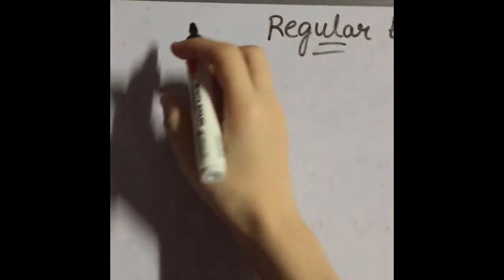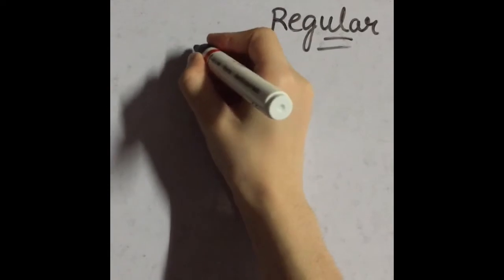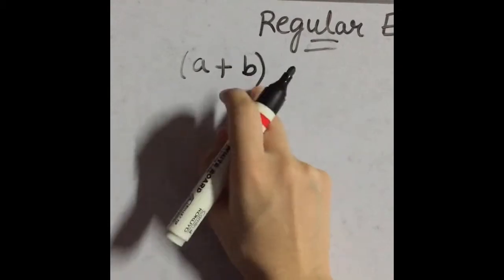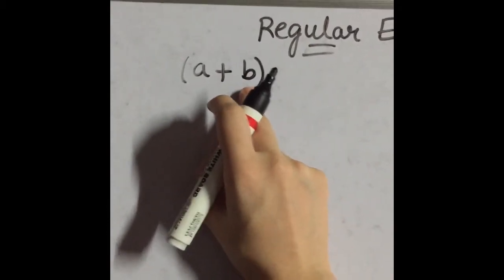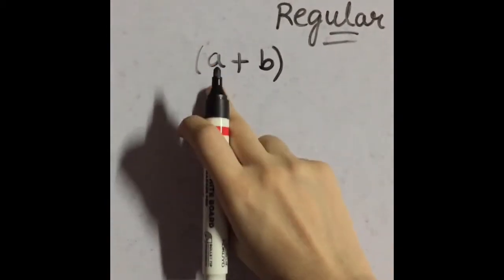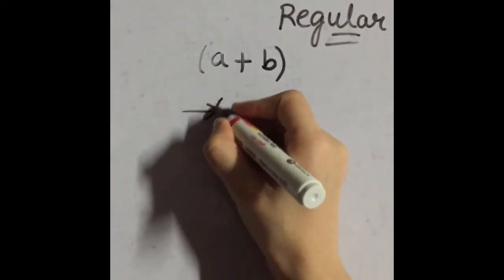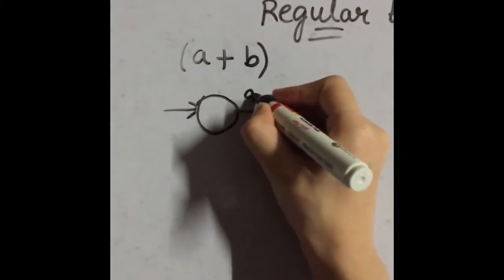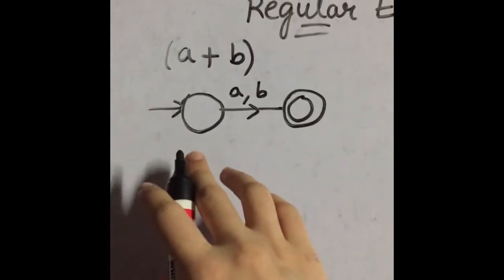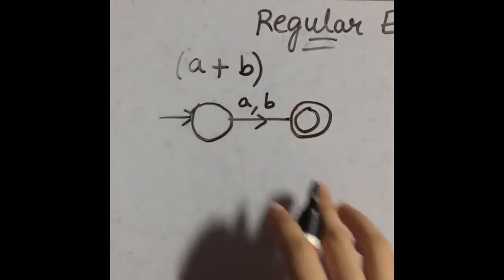In previous videos I already discussed the basics of regular expressions. Let's discuss it more. In the previous video I discussed that if you have a plus b, then you have a choice of either a or b. I want to show this in the form of automata. If you have a plus b, then your automata has either a or b going to the final state. So this is the finite automata of this regular expression.